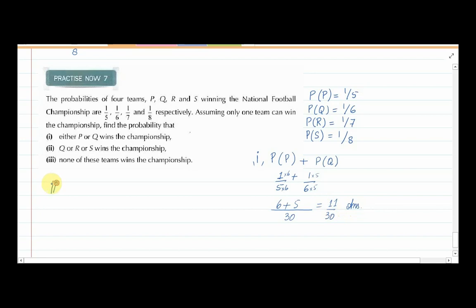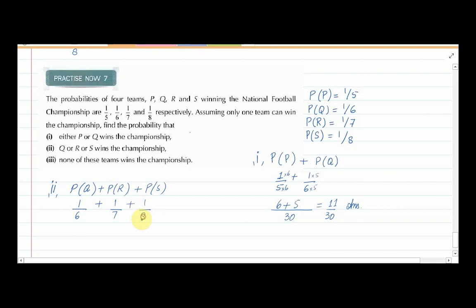For the next part, it says Q or R or S. That means probability of Q plus probability of R plus probability of S. You need to add all these values. So first you need to try it by yourself and then see the solution. Probability of Q, it's 1 divided by 6, plus probability of R, it's 1 divided by 7, plus probability of S, it's 1 divided by 8.